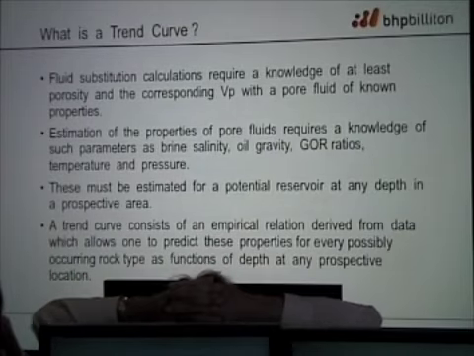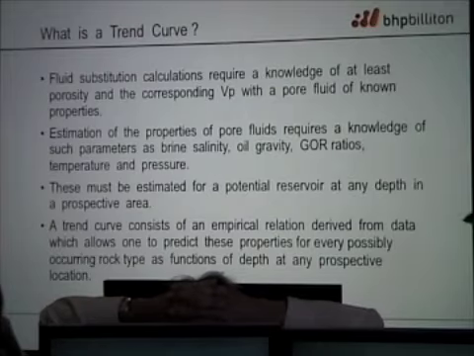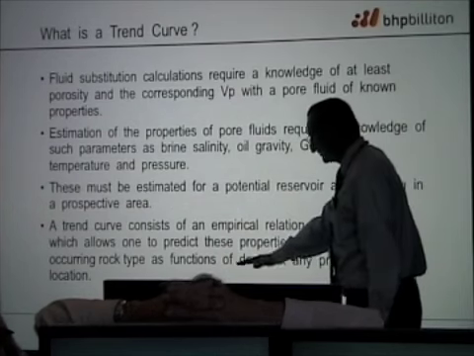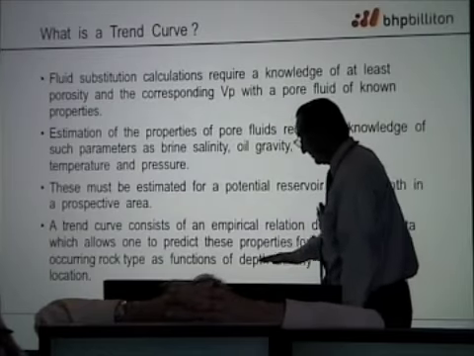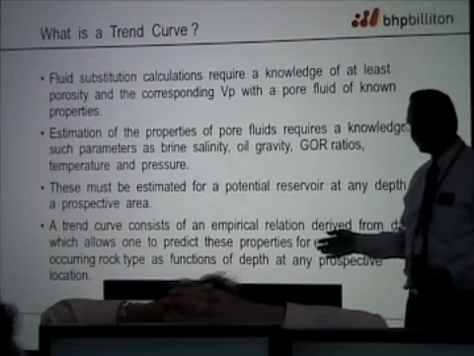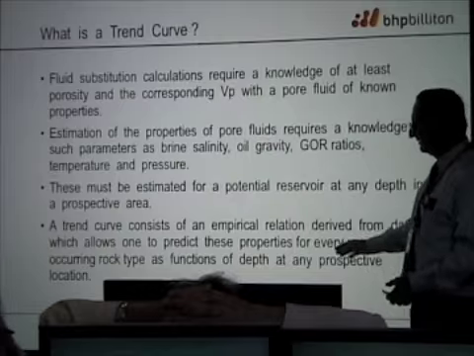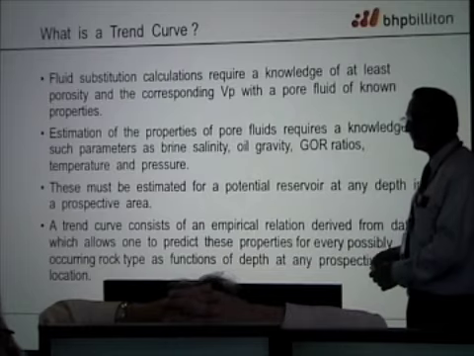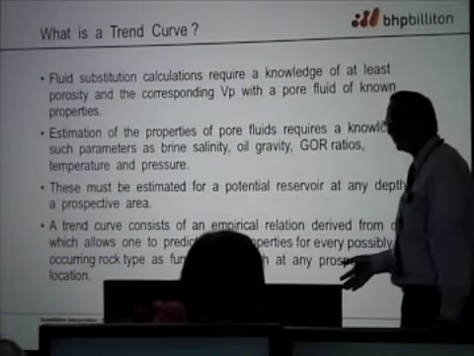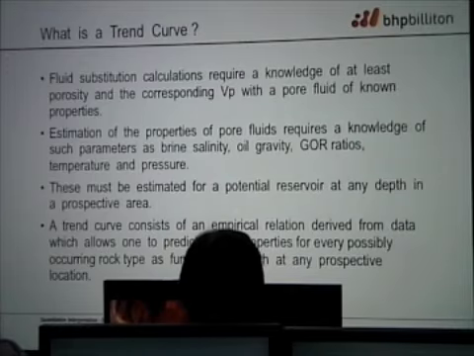The trend curve is going to consist of an empirical relation derived from the data. Now, pay attention to the words, which allows one to predict these properties for every possibly occurring rock type as functions of depth at any prospective location. I normally, and you'll see it later, think of trend curves primarily as properties written down as functions of depth, but they don't have to be. They can be functions of other parameters which you think you can estimate at any depth. They can be more general relations, so long as you think you can predict them at any time.